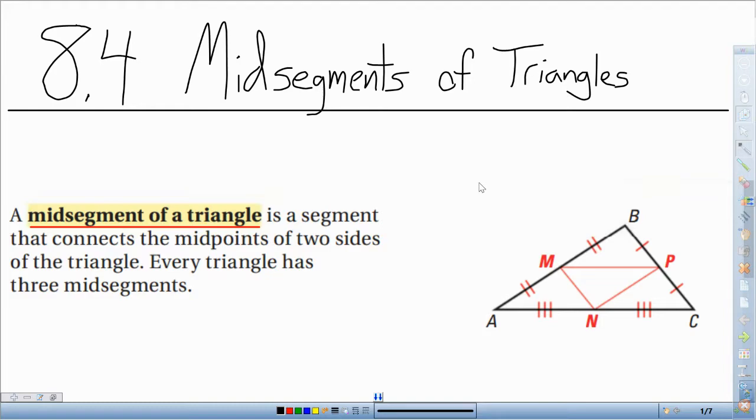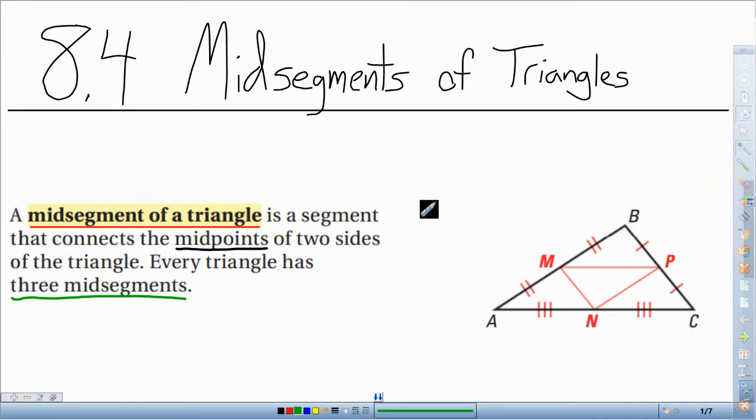Okay, so let's just read this little definition over here. It says a mid-segment of a triangle is a segment that connects the midpoints of two sides of a triangle. Every triangle has three mid-segments. Okay, so taking a look over here on our example triangle, let's point out what it's saying. It's saying the mid-segment of a triangle connects the midpoints of two sides of a triangle. Okay, the midpoints of the sides.